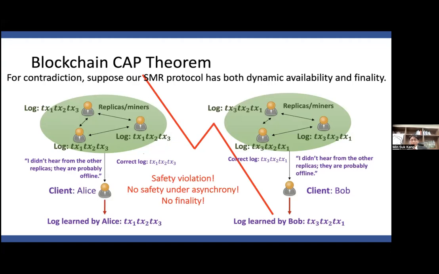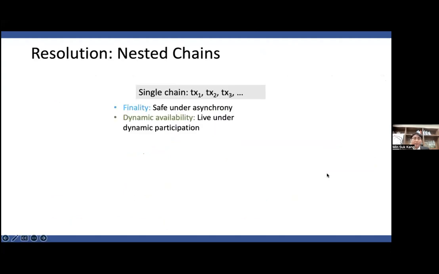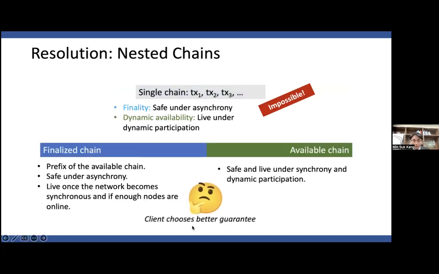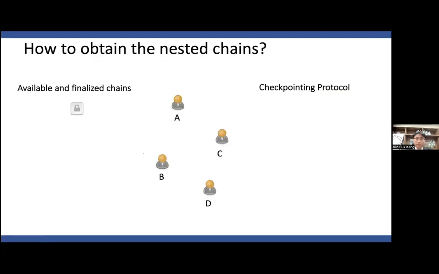Okay, so you cannot really achieve the safety, and therefore there's no finality. So this is actually a hard problem, and Ethereum's approach is to have a nested chain to achieve both. So I have a good illustration of this.